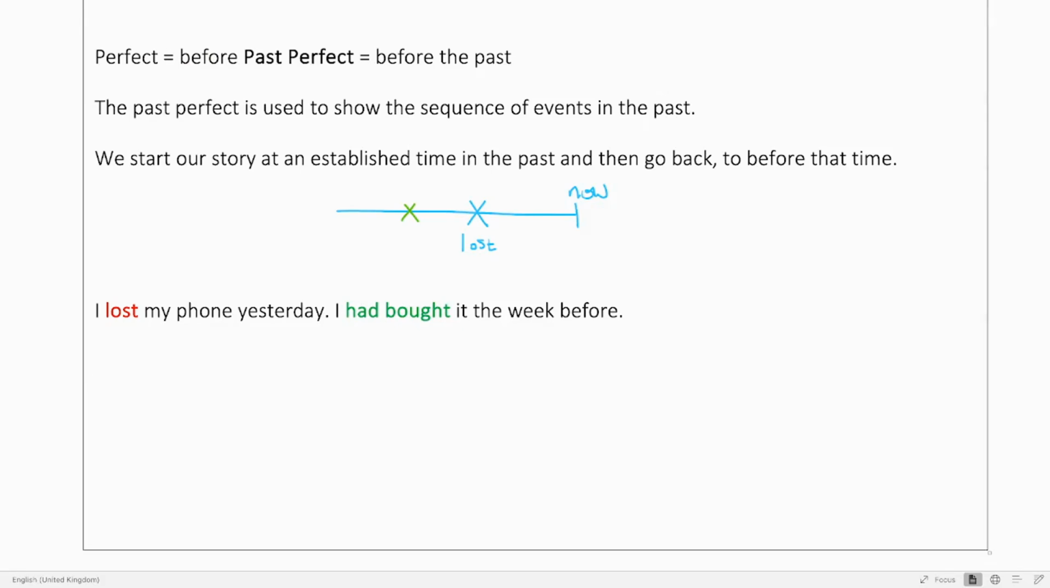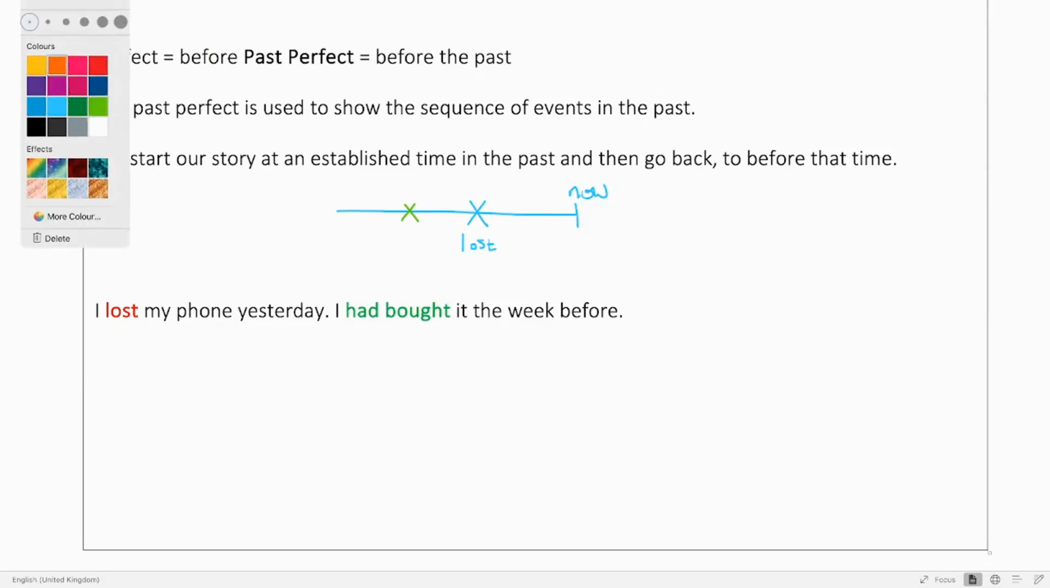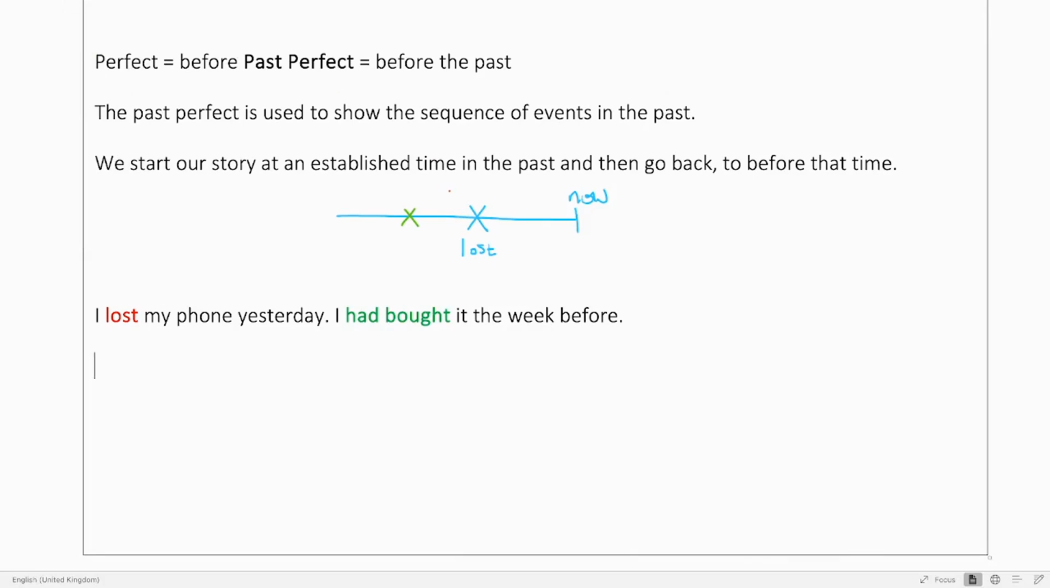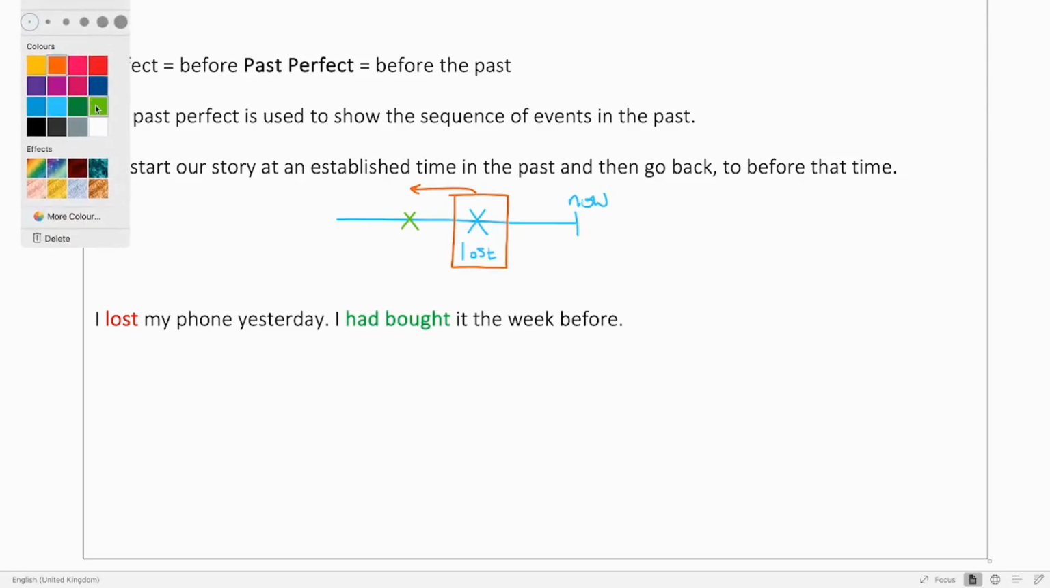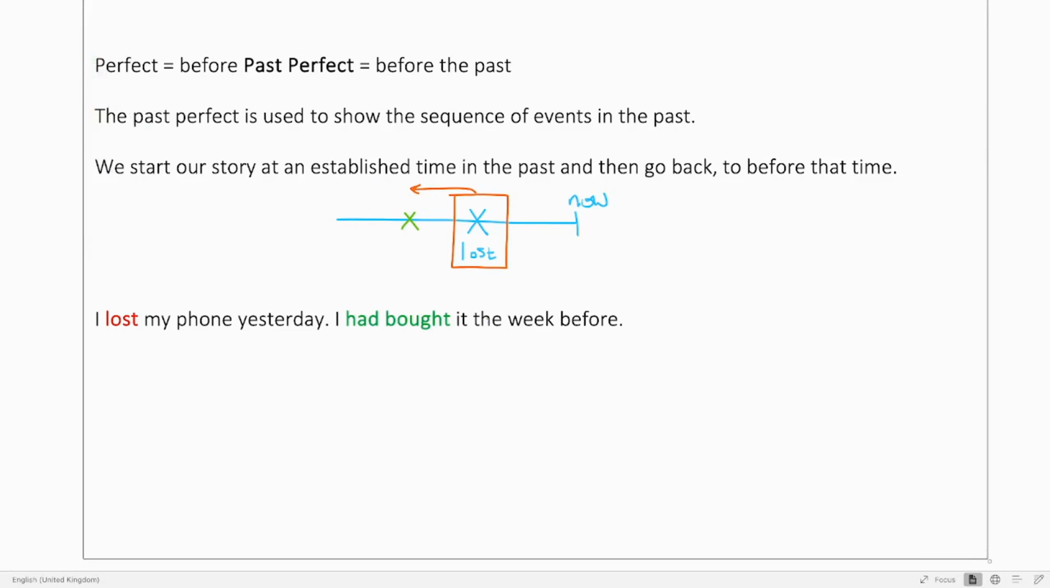Well, the reason why, and I'll choose a different colour for this, okay? The reason why is I started here. I started yesterday. And then I didn't go this direction, which we often and normally do in stories. I went in this direction. I went back. Okay, I said something in the past and I went to before it. So what I've ended up with is had bought here.